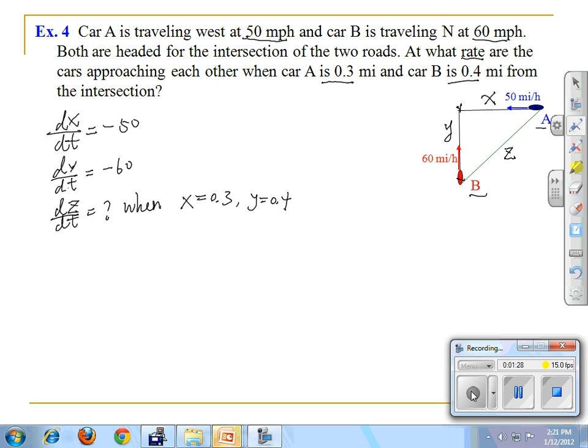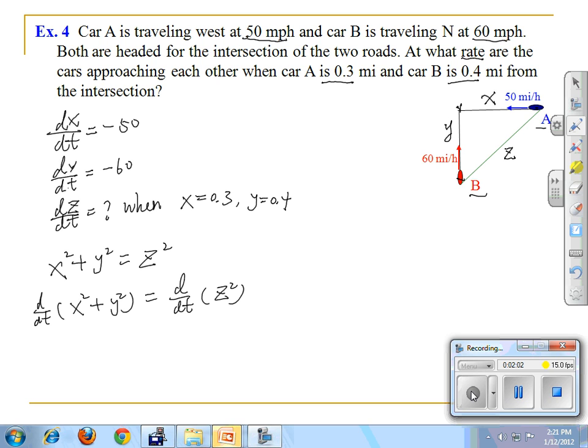So now we are ready to set up the equation involving all the variables x, y, and z. We find they are the three sides of a right triangle, so you can set up the equation x squared plus y squared equals z squared. Next, we take the derivative of both sides with respect to t. So d over dt of the left hand side is equal to d over dt of the right hand side.